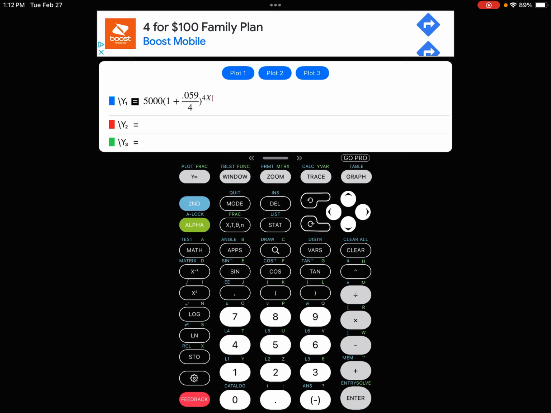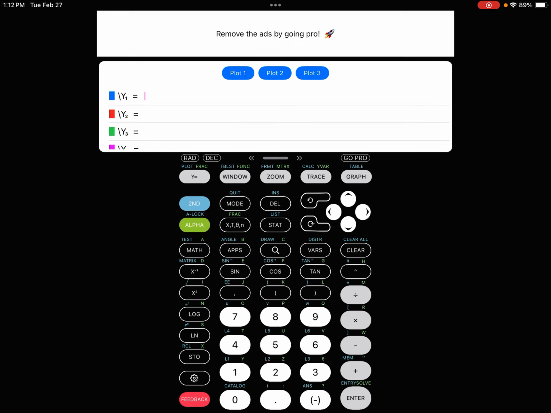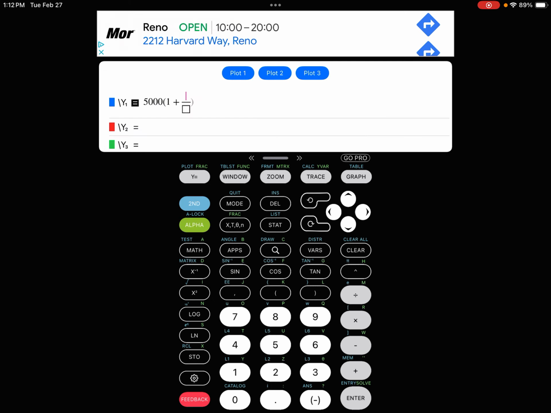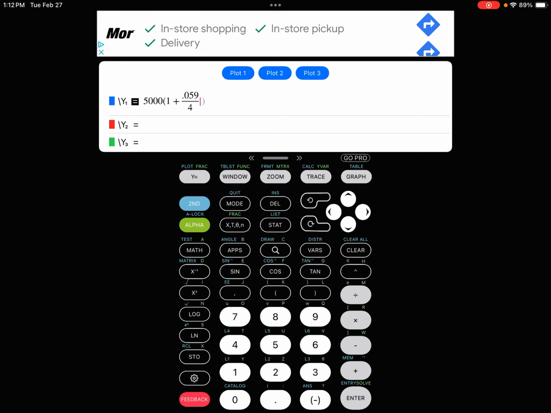We don't have a t on the calculator, so we just use our x. And then we'd go to the table of points. Oh no, it cleared it all out. Okay, guess I'll type that back in. 5,000 times 1 plus fraction 0.059 over our n value, which is 4, since it's 4 times per year, close parenthesis, to the power of 4x.